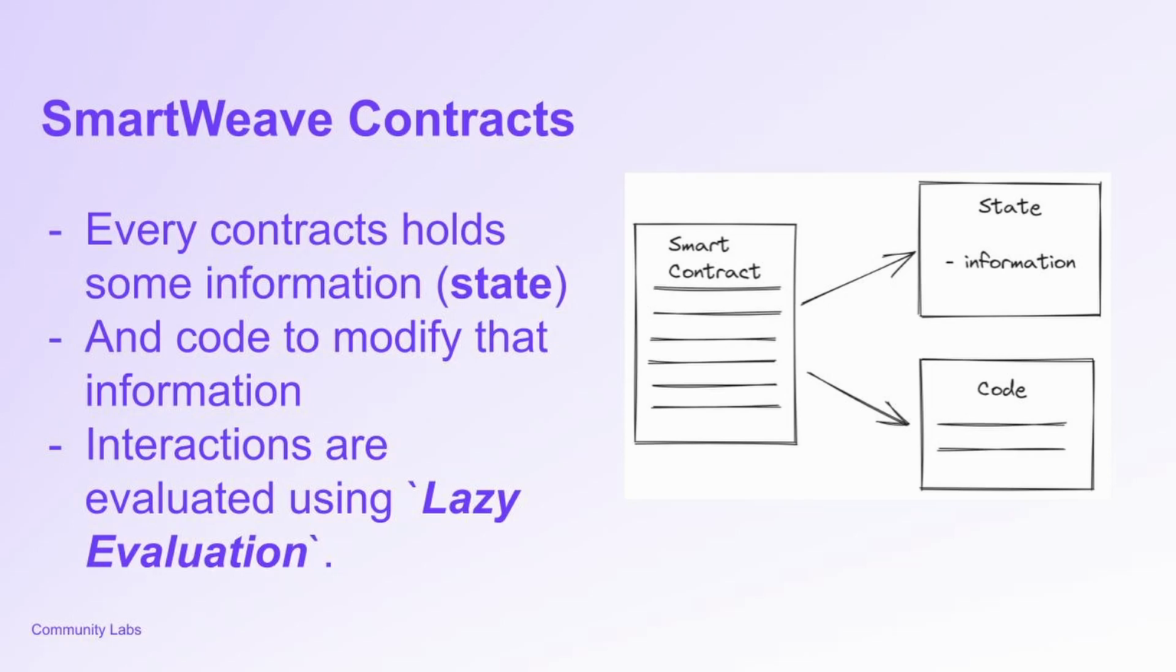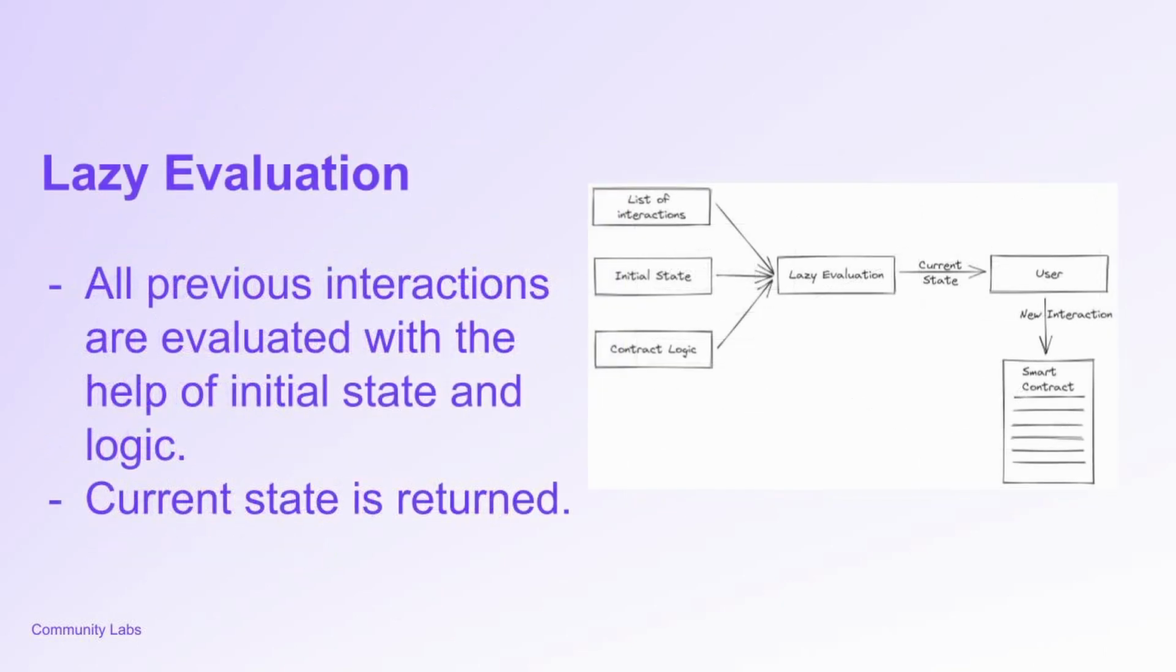Smart contracts on Arweave, commonly referred to as SmartWeave contracts based on the standard that they rely on, are stateful. So what does being stateful mean? Every contract has two bits, a state that holds some information and a code to modify this information. Additionally, any interactions with the SmartWeave contracts are evaluated using a unique mechanism called lazy evaluation. For performing interactions with an existing contract, a user must first evaluate all the previous interactions of the contract with the help of the contract logic and the initial state, and receive the current state. Upon receiving the current state, the user can evaluate and send a request for the new interaction.